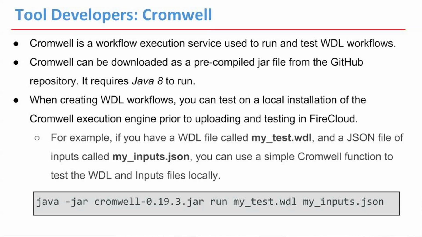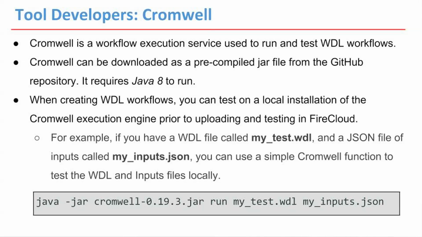I gave you instructions on how to download the precompiled jar file for this, and it requires Java 8 to run. Have you all been able to download it and get it running on your system? Okay. All right. And we'll be giving examples. We'll be doing this with our Hello World. The way that you run it is you say java -jar, you give it the path to the jar file, run, the WDL file that you run, and also a JSON file that identifies the inputs for this WDL workflow. And you will then go ahead and launch the workflow locally.